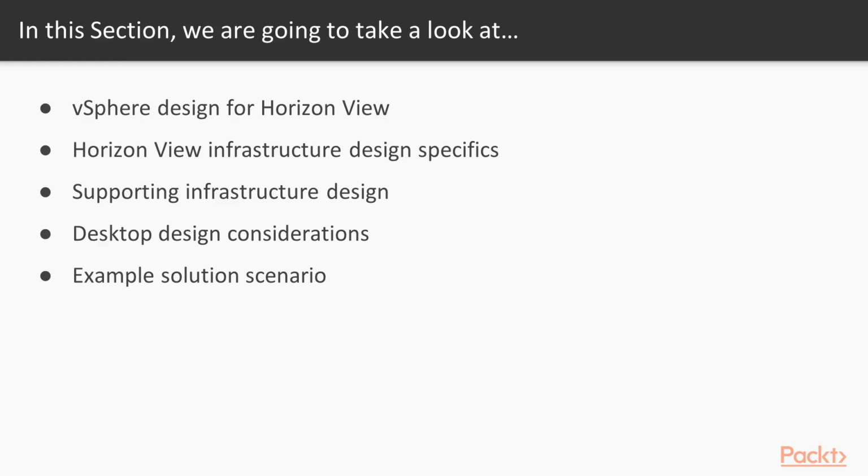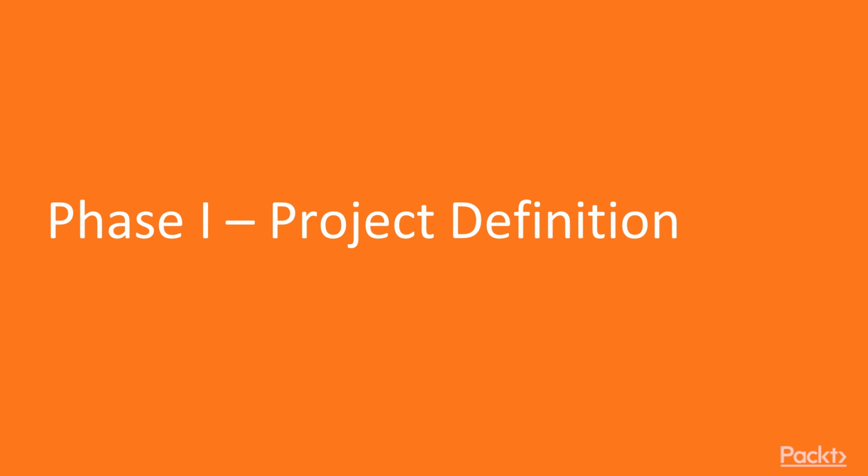design video. We will then move on to look at how to design the virtual desktop machines and the hosting infrastructure to support them. Finally, we will bring all of these elements together and look at an example organization and how to design Horizon to fit the needs and requirements of this example organization. So now let's move on to phase 1 and let's look at how to define a project.